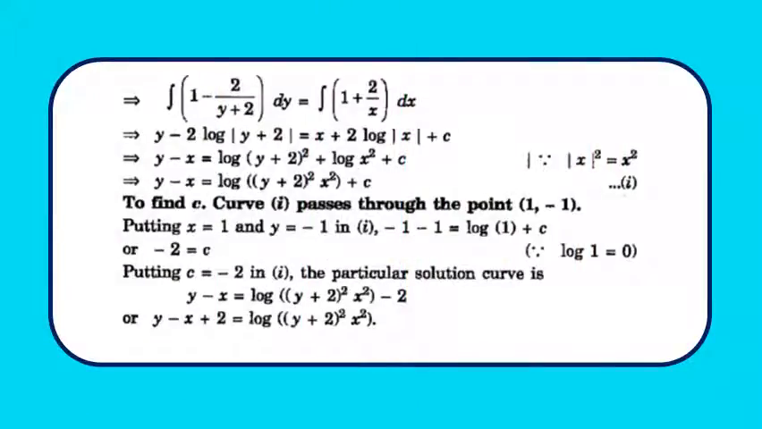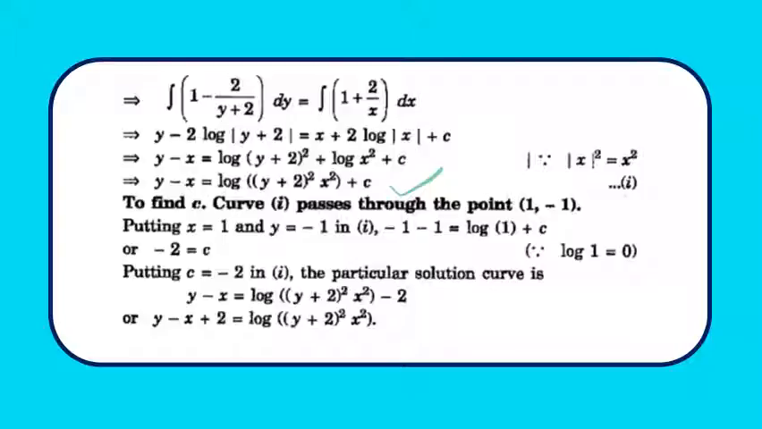So integrating, we get y - 2 log|y + 2| = x + 2 log|x| + c. Using the properties of log, we get y - x = log(y + 2)^2 + log x^2 + c, or y - x = log[(y + 2)^2 x^2] + c.